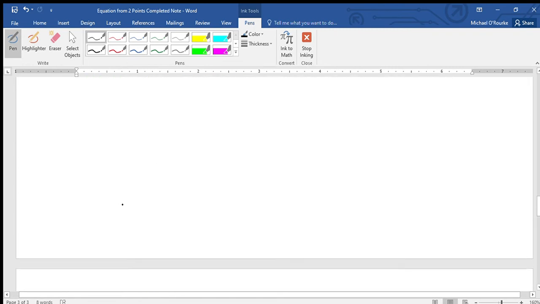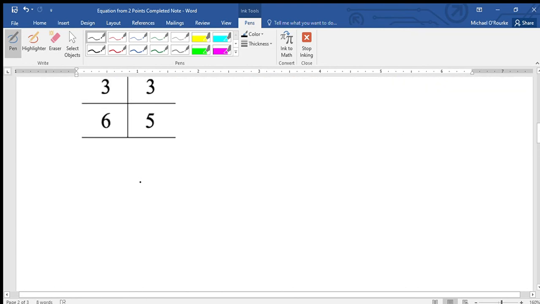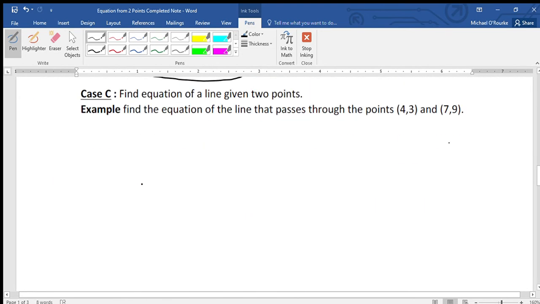So now for the other one. It says, find the equation given 2 points. Find the equation of a line that passes through the points 4, 3, and 7, 9. Okay, so I'm going to take us back to this. Actually, I'm going to show you the equation first. When you get this, you have to use this equation.